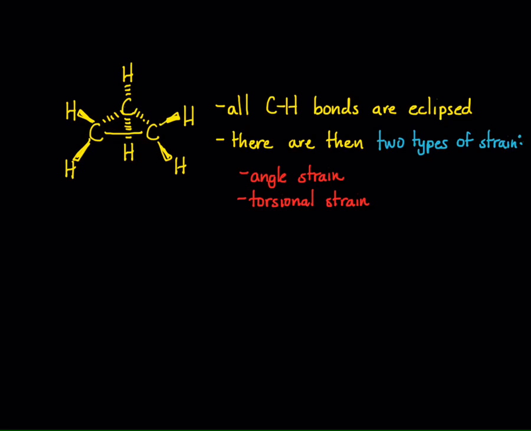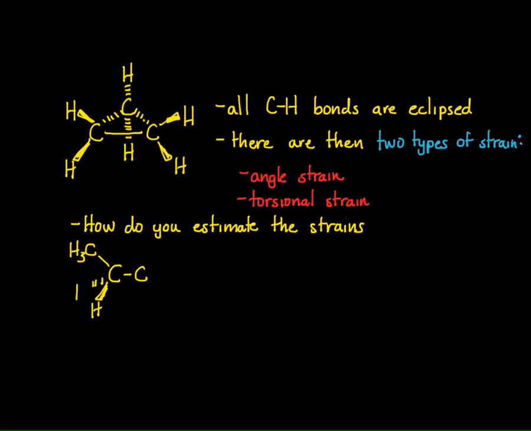Now, how can we estimate how much angle strain we have and how much torsional strain we have? Well, the easiest way to think about it is, first and foremost, we have to have kind of a foundation to start with. How much total strain do we have? And the easiest way to figure that out is by comparing a carbon-carbon single bond of a straight chain alkane with that of the cyclopropane.